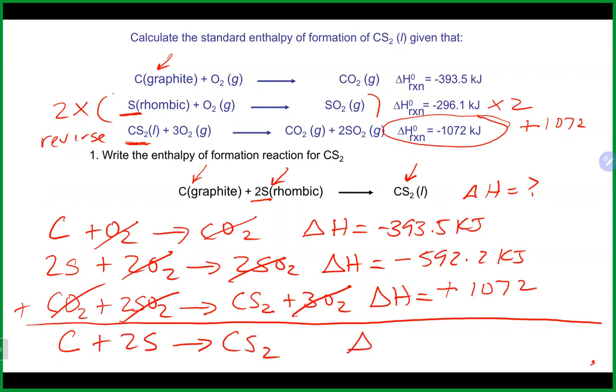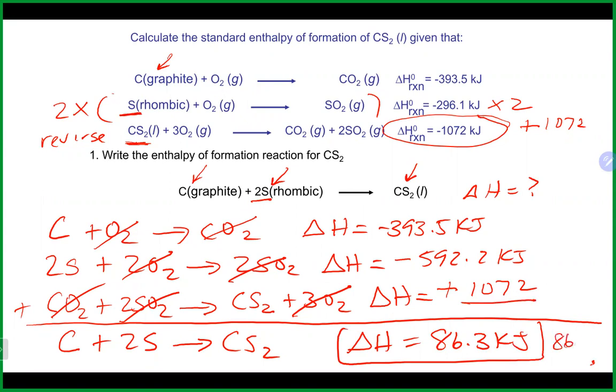Now all that's left to figure out the delta H is to add our delta H's that we adjusted based on what we did. That would give us minus 393.5 plus negative 592.2 plus a 1072. Going to give us 86.3, looks like, kilojoules here. If you want to be significant figure-wise, technically that's a whole number, so 86 kilojoules would be probably good. That means that this reaction is endothermic, right?